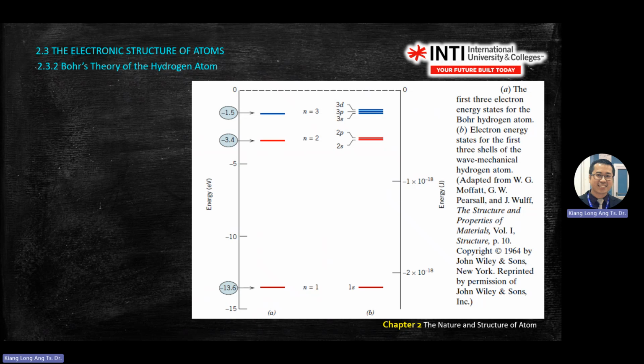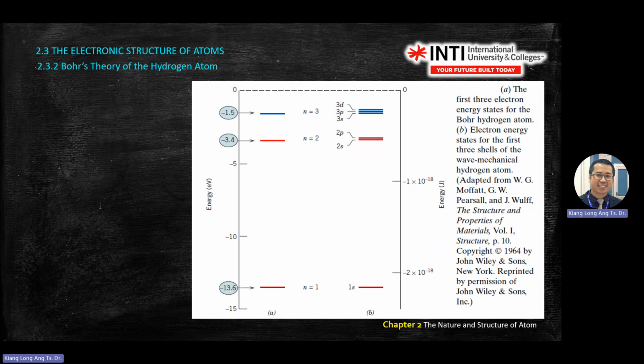What's the energy needed for the electron to jump from n equals 2 to n equals 3? What's the answer? 1.9 eV, positive. And positive means what? It receives energy. So how do you prove this one? Same. If you jump from 2 to 3, you write delta E. Delta means change of energy.